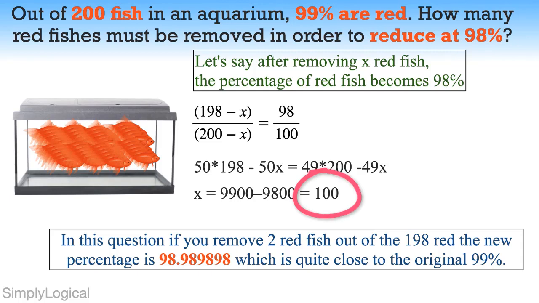So we have to remove 100 red fish so that red fish make up 98% of the total. It is quite an unbelievable answer. The difference in percentage is 1, but the difference in number is 100.